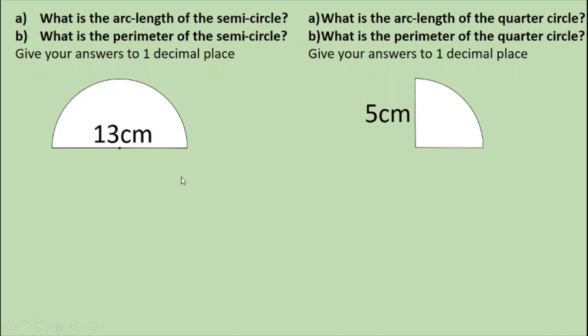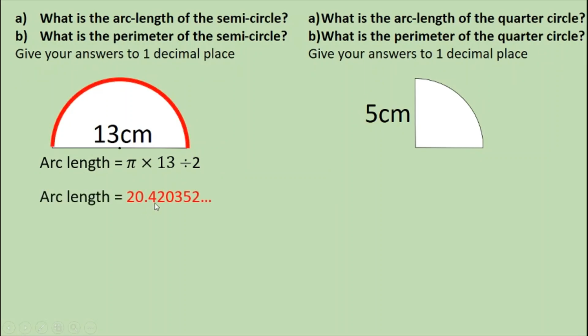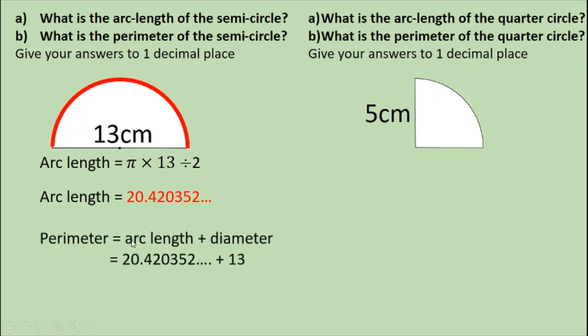Okay, if you did these right, the first thing you would have done is pi times 13 and divided by 2. That would have given you an arc length of 20.42. The arc length then needs to be added to the diameter to get the perimeter, and when we round that, we're going to get 33.4 centimeters.